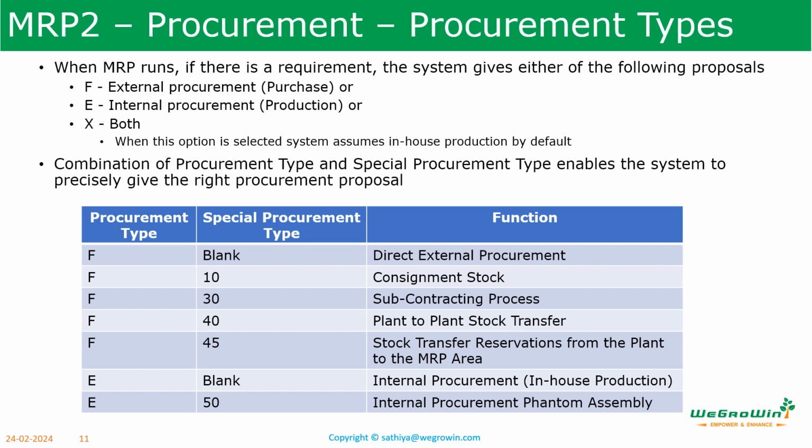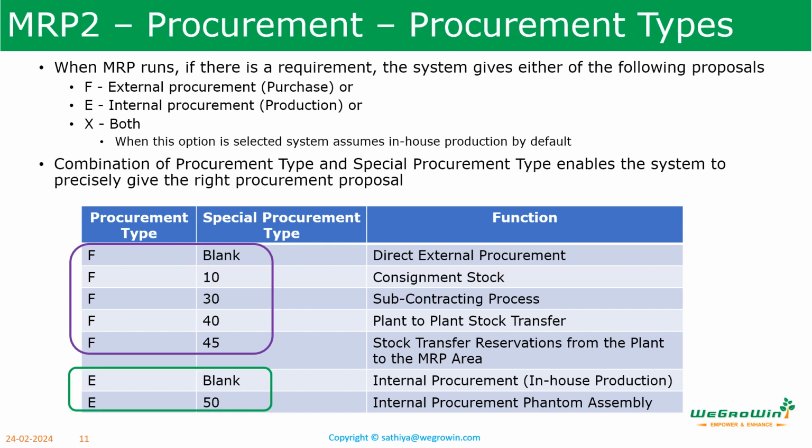The combination of procurement type and the special procurement type enables the system to precisely give the right procurement proposal. For example, if we take external procurement F and the special procurement type is blank, then it is an outright purchase. If 10 is used as the special procurement type, then it is a consignment purchase. If 30 is used, it is subcontracting purchase. If 40 is used, it is interplant purchase. If 45 is used, it is a stock transfer reservation from plant to MRP area.